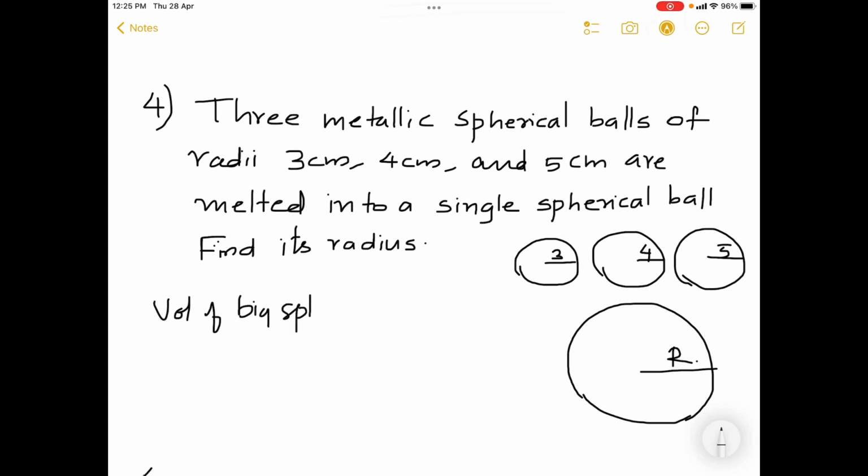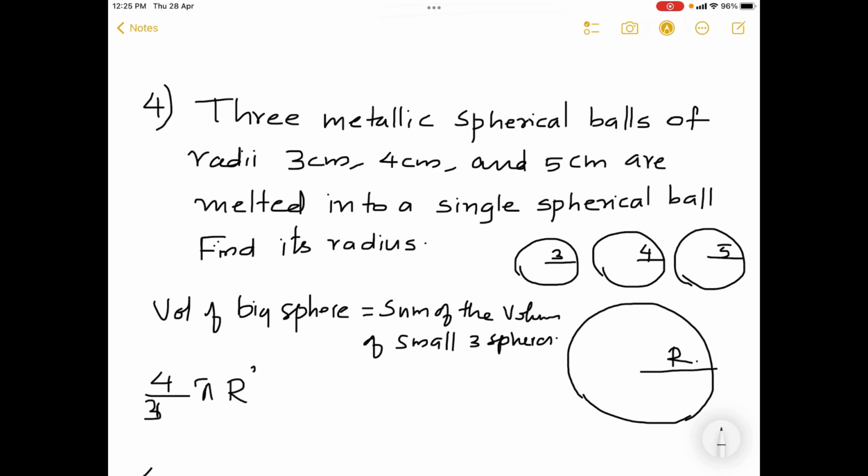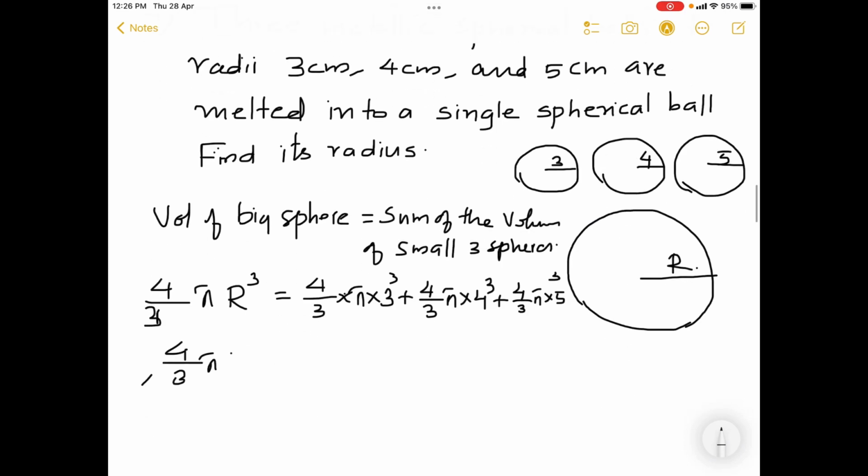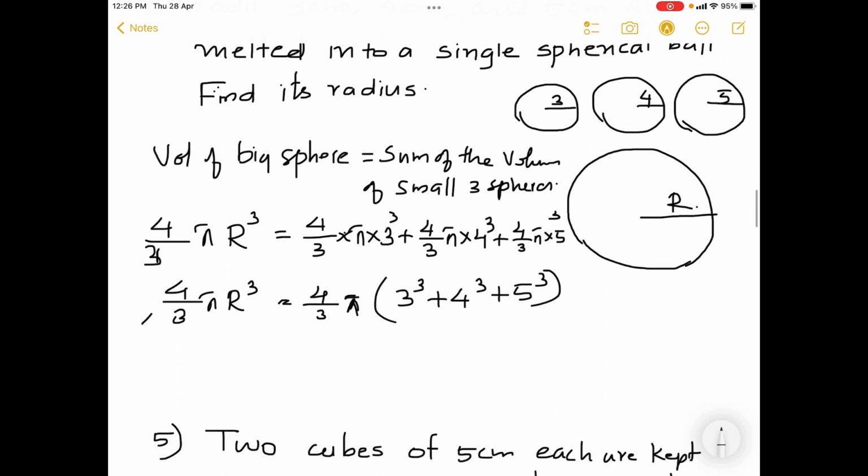Volume of big sphere is equal to sum of the volumes of three small spheres. 4/3 pi r cube is equal to 4/3 pi into 3 cube plus 4/3 pi into 4 cube plus 4/3 pi into 5 cube. 4/3 pi is common, take it outside: 3 cube plus 4 cube plus 5 cube.